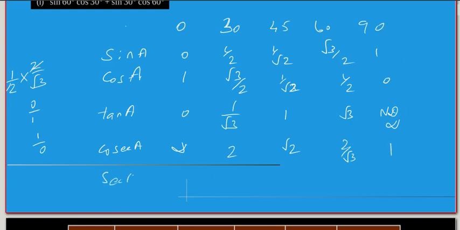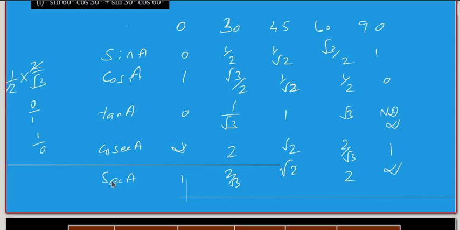Secant A. What is secant A? Here secant 0 is the reciprocal of cos 0. 1 by 1 is 1 itself. The reciprocal of root 3 by 2 is 2 by root 3, then root 2, and this is 2, and here it is 0 by 1. It is 1 by 0 if we write the reciprocal. So it is not defined.